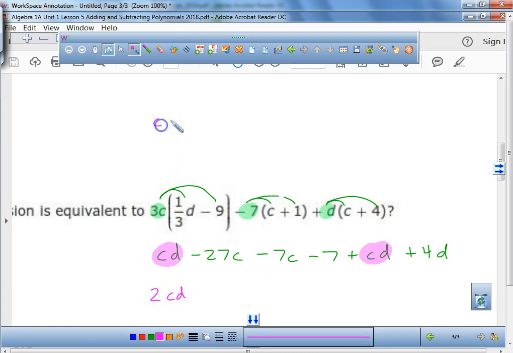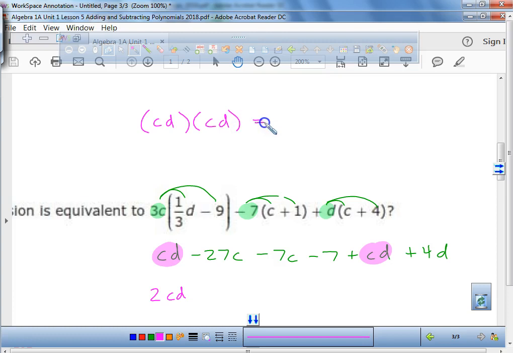Now, sometimes, listen, everybody, if I said, what's the product of CD times CD, then that product would be C squared, D squared, because C times C is C squared, and D times D is D squared. But if I say, what's CD plus CD, that's a total of 2 CDs. You guys see the difference between those? Okay? So that's the difference I need you to see.